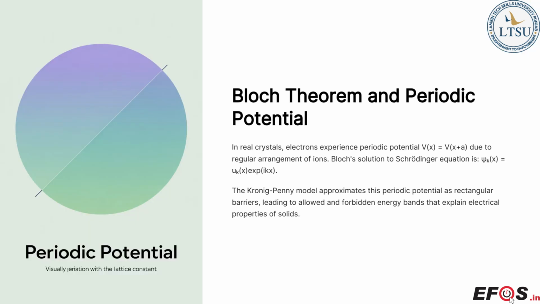In a real crystal, the electrons are not truly free but experience a periodic potential. This is due to the regular repeating arrangement of ions in the crystal lattice. Bloch's theorem gives the general solution for the wave function of an electron in this periodic potential. To make this complex problem tractable, the Kronig-Penney model approximates the potential as a series of rectangular barriers. The crucial output of this model is the concept of allowed and forbidden energy bands, which is the basis for explaining the electrical properties of all solids.